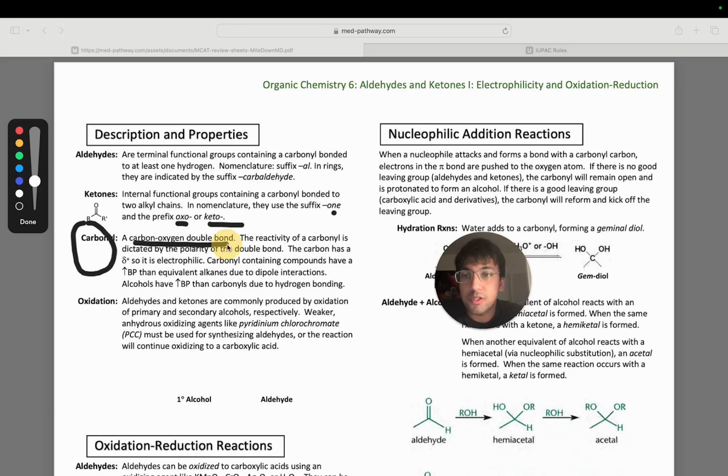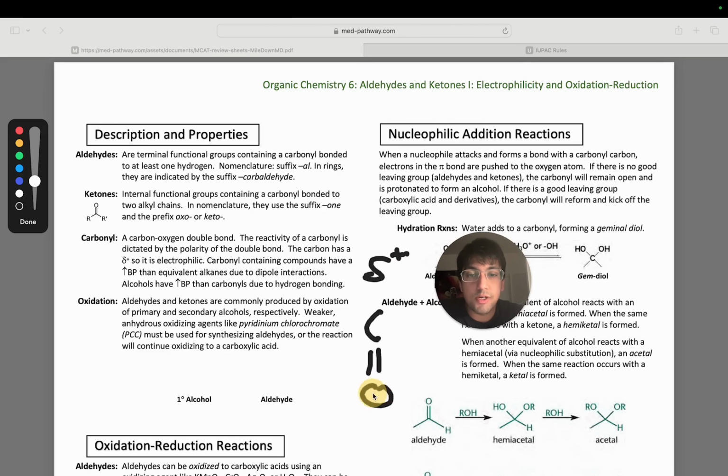Now we have carbonyl. A carbonyl is a carbon-oxygen double bond, and I've already gone through this. The reactivity of a carbonyl is dictated by the polarity of the double bond. The carbon is partially positive. Why is that? Because the carbon is less electronegative than the oxygen that it's double bonded to, right? This oxygen wants the electrons in this double bond more than the carbon does. So this carbon is partially positive and this oxygen is partially negative.